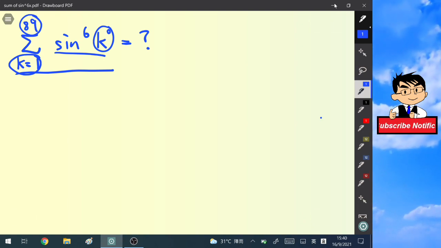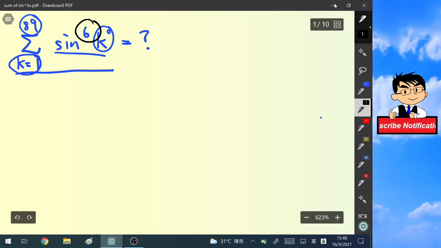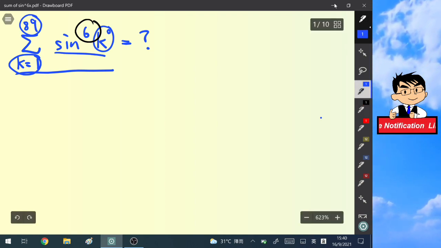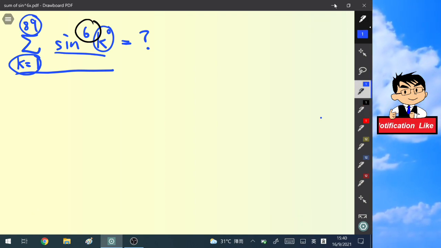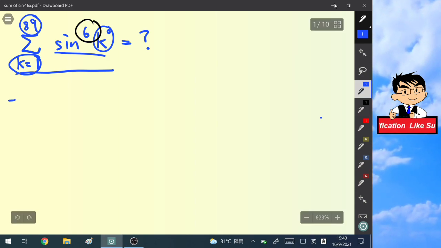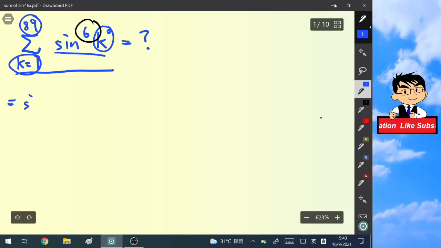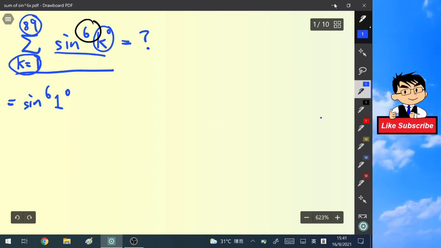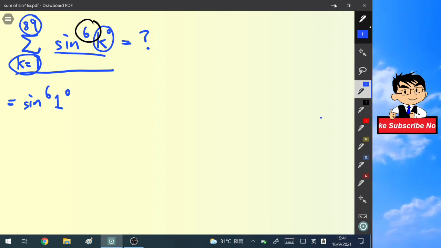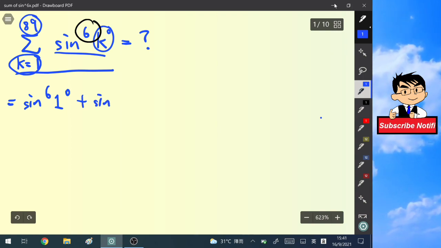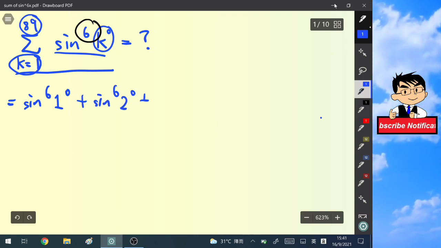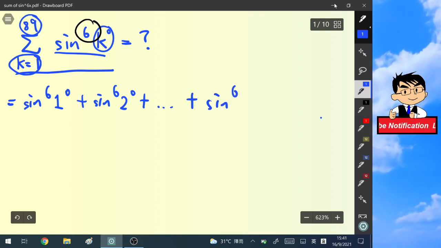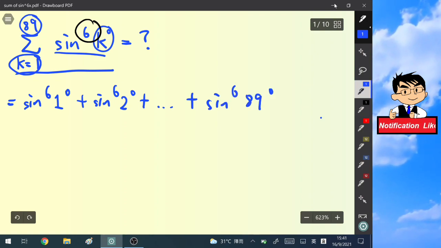It looks a bit scary because there is a power of 6, but let's write the summation out to see if we can get some insight. It is equal to sine to the power of 6 of 1 degree plus sine to the power of 6 of 2 degrees plus, until, sine to the power of 6 of 89 degrees.